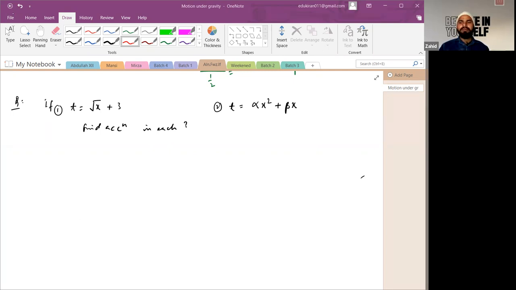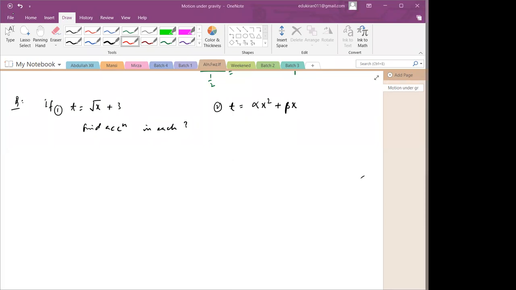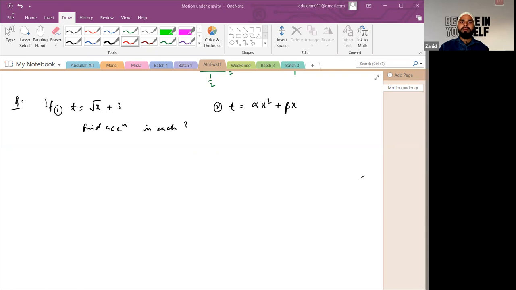Should I give you some hint, Ifra? My acceleration is coming 2 meter per second square for the first part. Okay. Try to find it for the second.